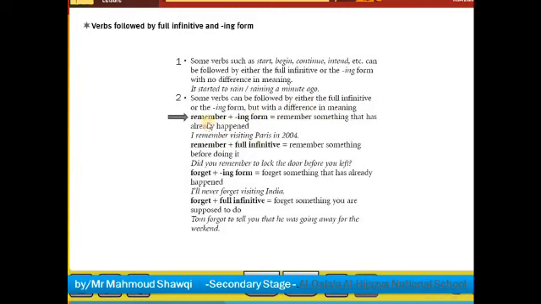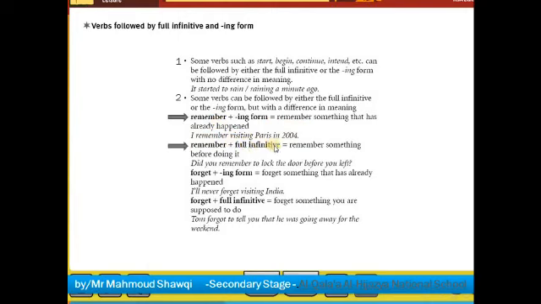Okay, for example, remember plus ing form. It means remember something that has already happened. Remember something that already happened in the past. For example, I remember visiting Paris in 2004. I remember something happened in the past. Okay, remember visiting.